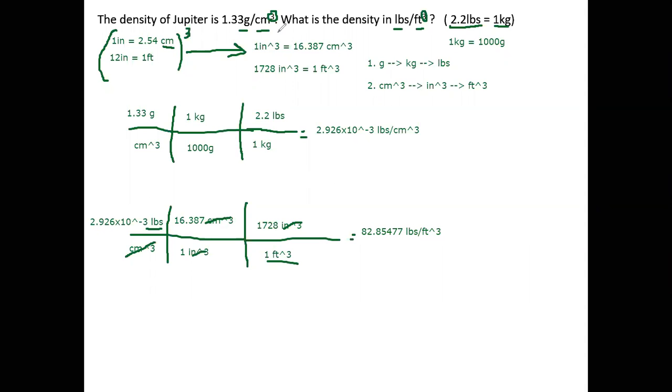And now we need to do significant figures. So our original number had 3 significant figures. Our conversion factor of pounds to kilogram, that's English to metric, this has 2. Now kilogram to gram, that's exact. Inch to centimeter is exact, and inch to foot is exact. So here the fewest significant figures is 2. So our answer should have 2 significant figures, so it would be 83 pounds per foot cubed.